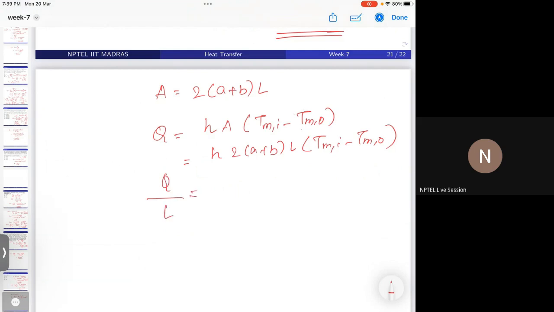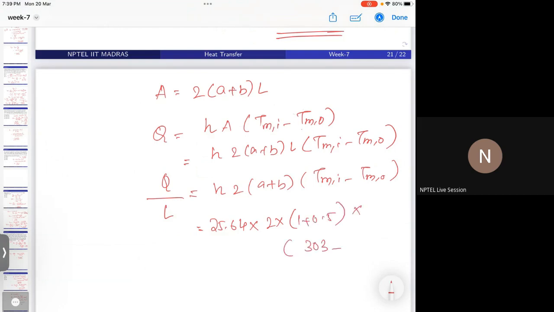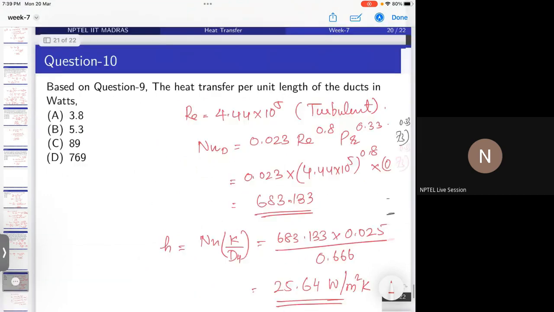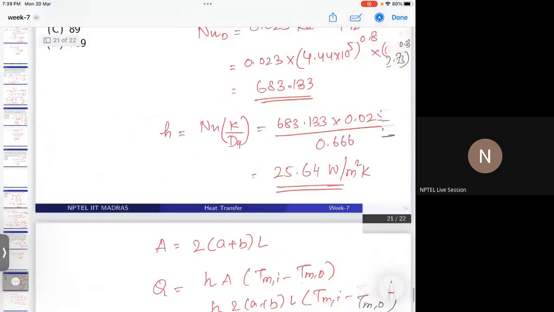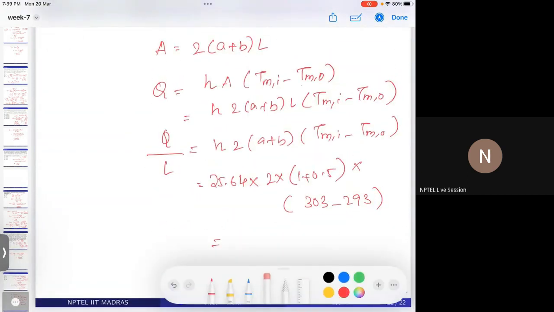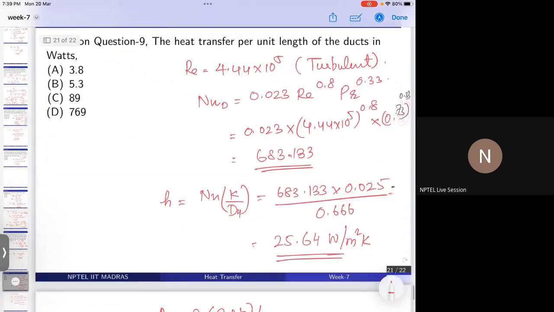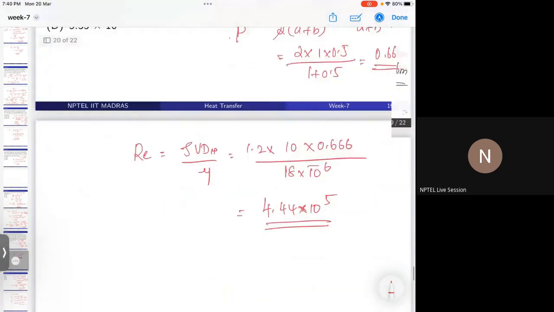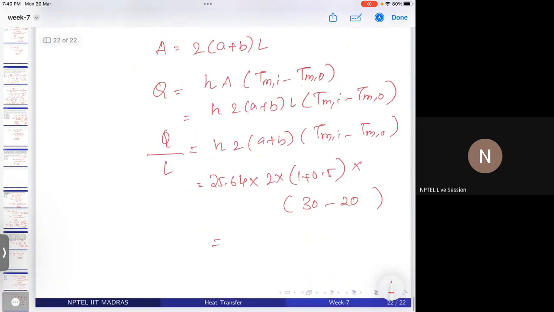So we are asked to find out Q by L, which is equal to h times 2(a plus b) times (Tm,i minus T0). 2(a plus b) is 1 plus 0.5, into 303 minus 293. Or you can say 30 minus 20 also. I just converted, both will be the same as it is a temperature difference. So you will get the answer as around 769 watts.